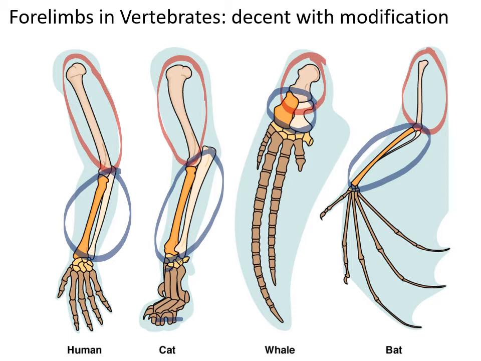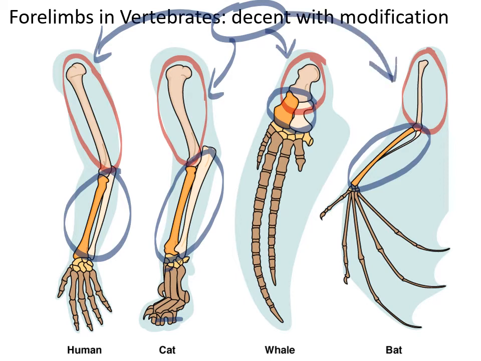This is looking at descent with modification. So the common ancestor for all four of these species would have had an arm with similar bone structure that was modified over time to be the human arm, the cat arm, the whale arm, and even the very differently used bat arm.